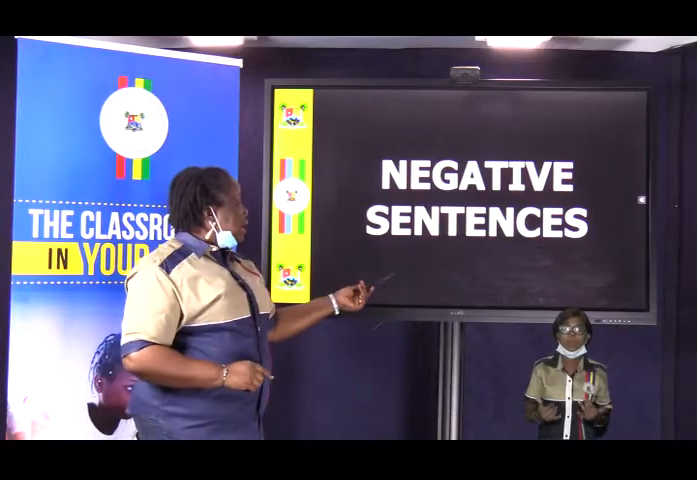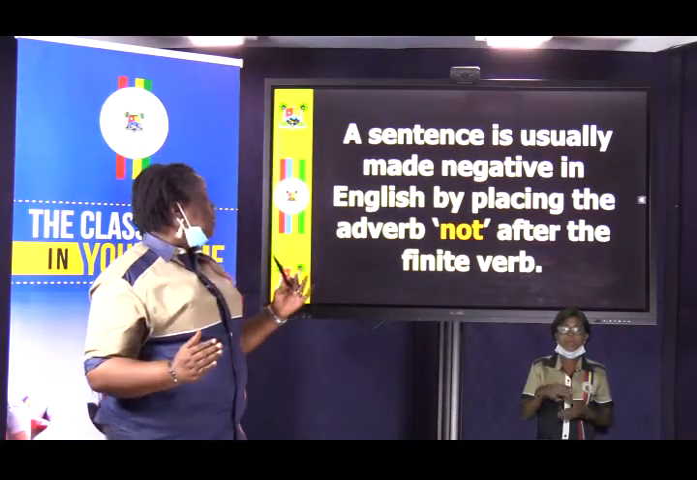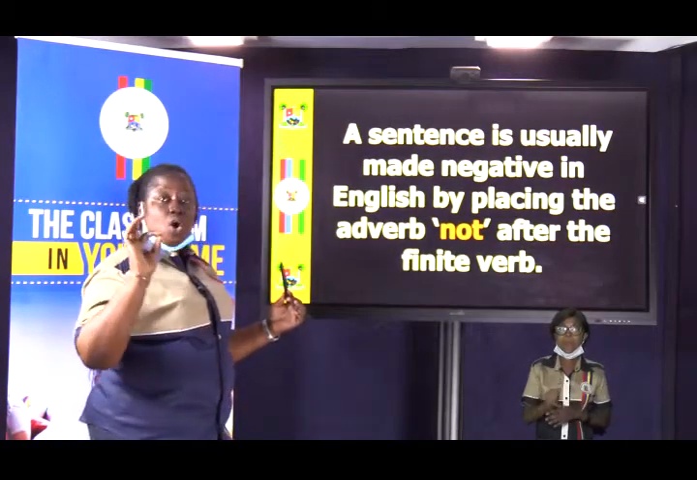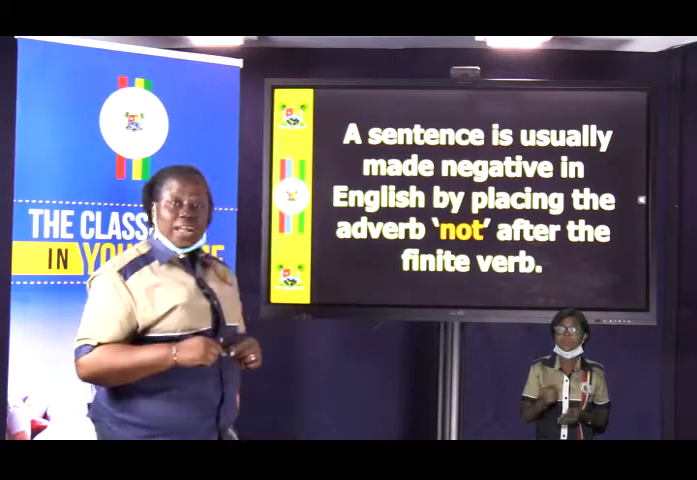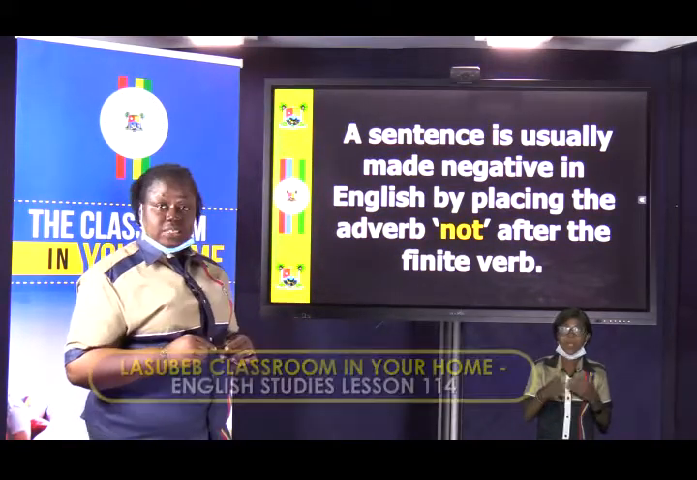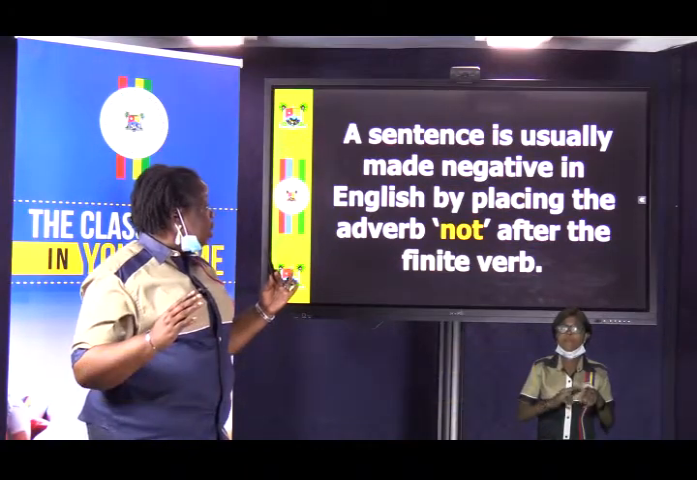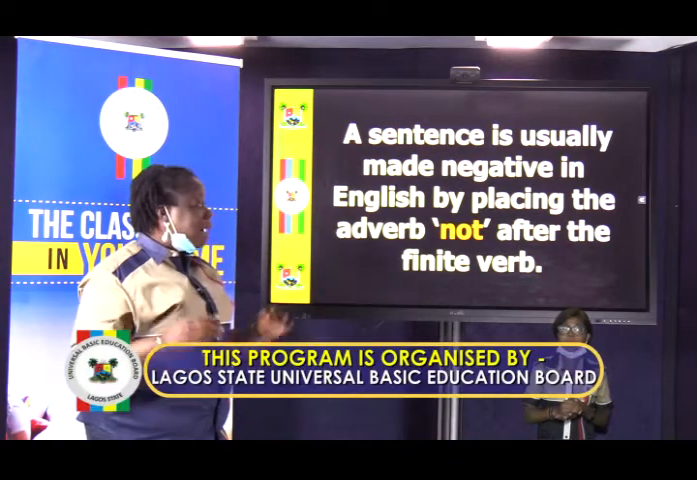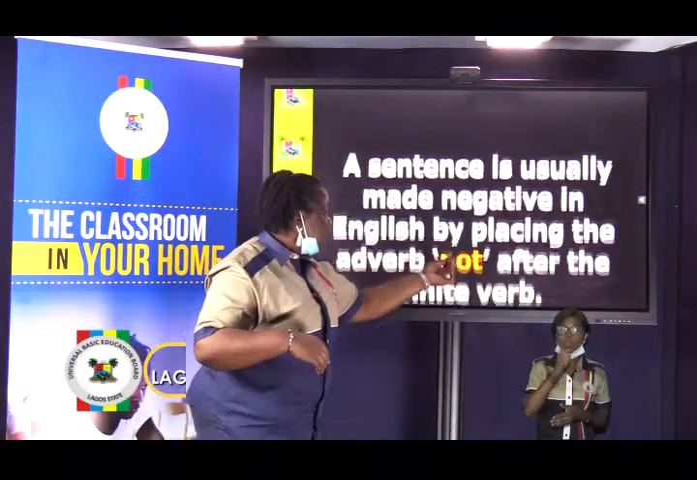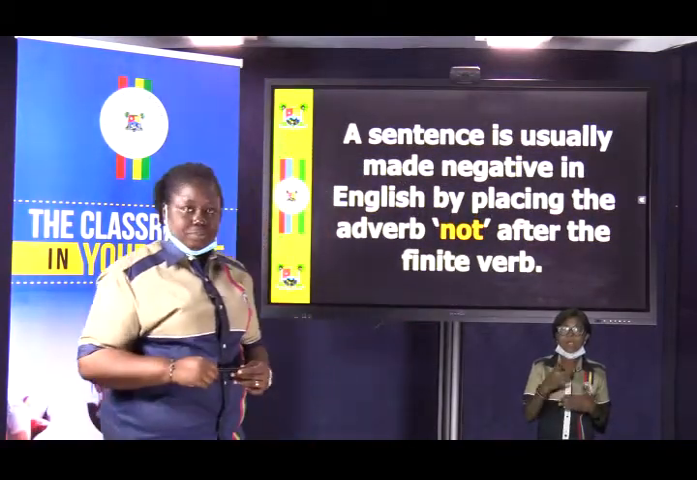Now, looking at negative sentences. A sentence is usually made negative in English by placing the adverb not, N-O-T, after the finite verb. What gives you a negative sentence? A negative sentence is usually made by placing the adverb not, N-O-T, after the finite verb.